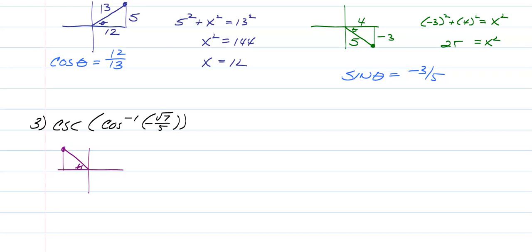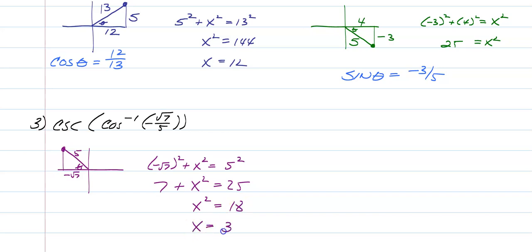That means adjacent over hypotenuse. We have a negative root 7, and our hypotenuse is 5. Pythagorean theorem: negative root 7 squared plus x squared is equal to your hypotenuse squared. Remember, squaring a negative turns into a positive, and squaring a square root makes it go away, so we just have 7 plus x squared is equal to 25. X squared is equal to 18, and that means x is equal to 3 root 2. So we know that our y value is 3 root 2.